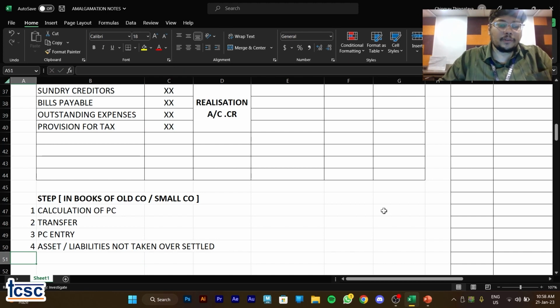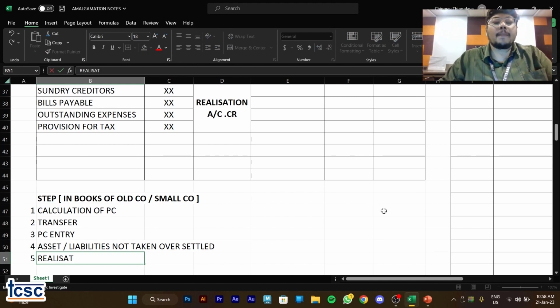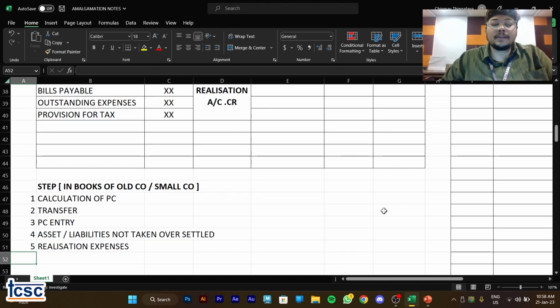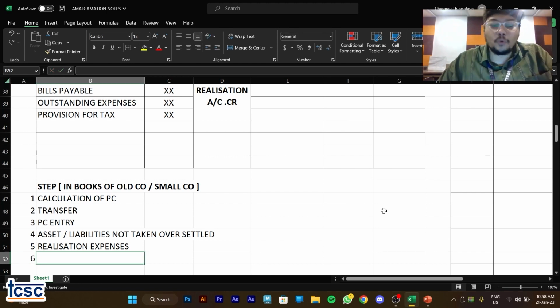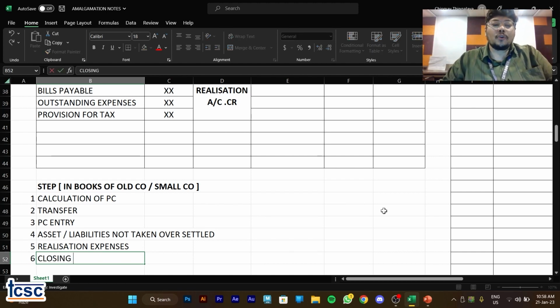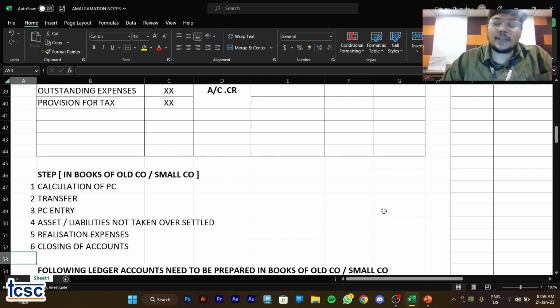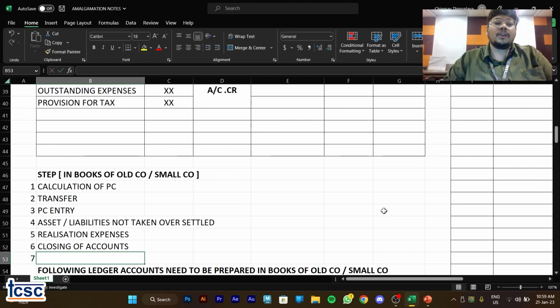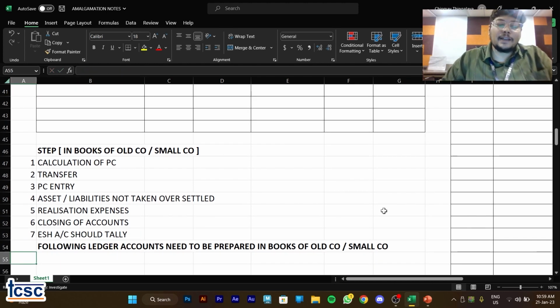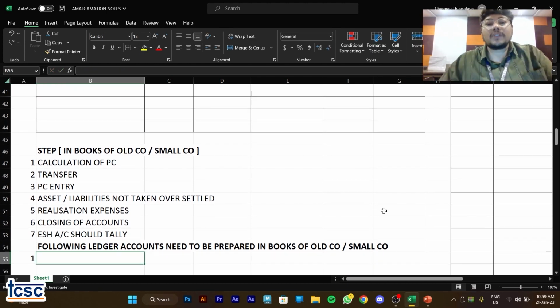by the old company. Next, it will be realization expenses. Now this dissolution, this closure may have some realization expenses which are to be paid by the old company. So this step is called realization expense. And last is closing of accounts, where whatever ledger accounts we have opened in the books of the old company, that have to be closed. And lastly, the ESH account should tally. If it is tallied, then your sum is correct, and if not, then we have to start from scratch.